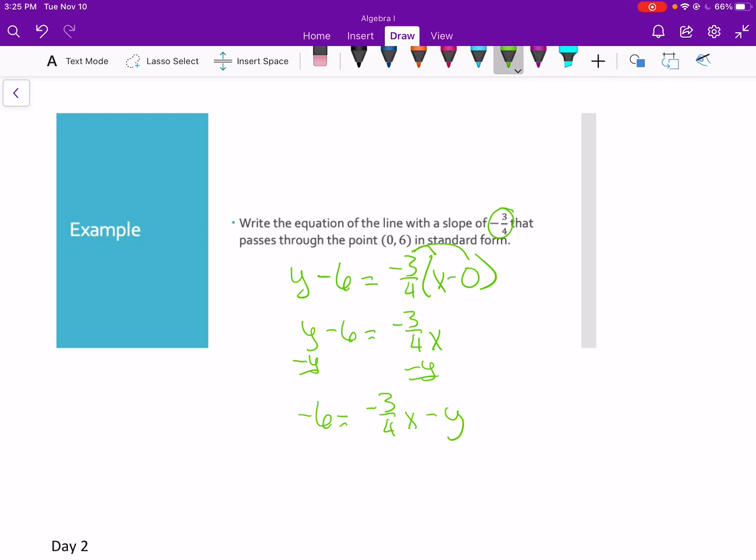I'm going to just flip it around because we like to have our variables on the left side. So I'm going to rewrite it as negative 3/4 x minus y equals negative 6. Then I see that I have fractions and a negative a value, so I'm going to multiply everything by a negative, and then 4, because I want to cancel out that 4, which leaves us with 3x plus 4y equals 24.